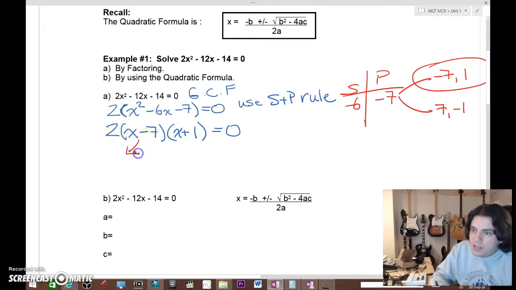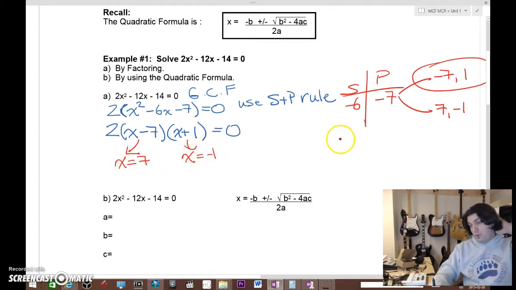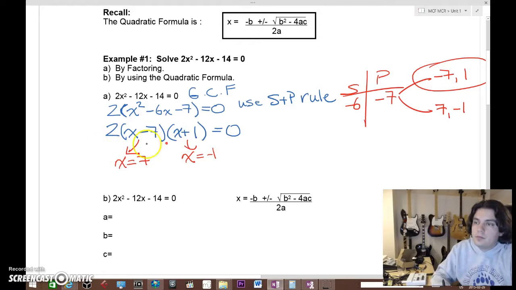But x minus 7 can equal 0 if x equals 7. And x plus 1 can equal 0 as long as x equals -1. And so those are the 2 solutions. Those are the 2 roots. All right? And we can say these are the roots.